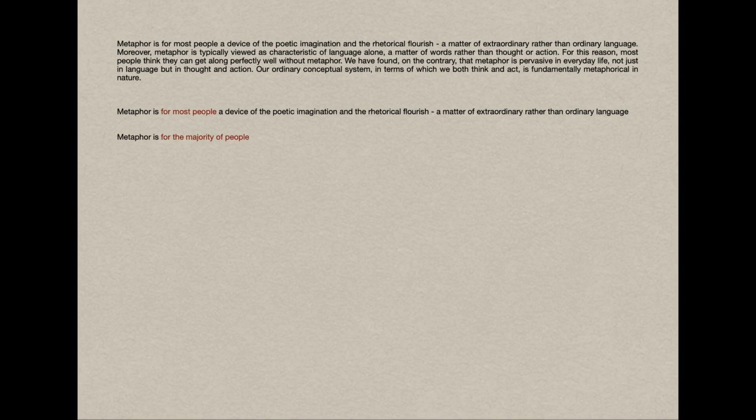The second type of exercise we're going to look at is reformulation. The first thing we're going to do here is just go through the text sentence by sentence and rewrite each one in as many ways as we can think of. So in the first sentence, we start with metaphor is for most people. Okay, what are other ways to say for most people? I could say the majority of people, the bulk of people, more than half of people.